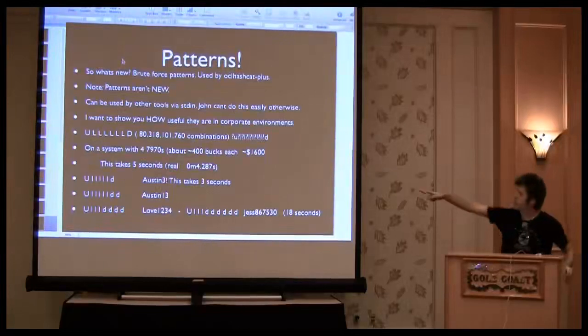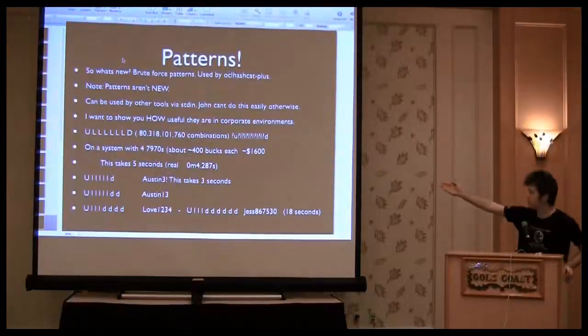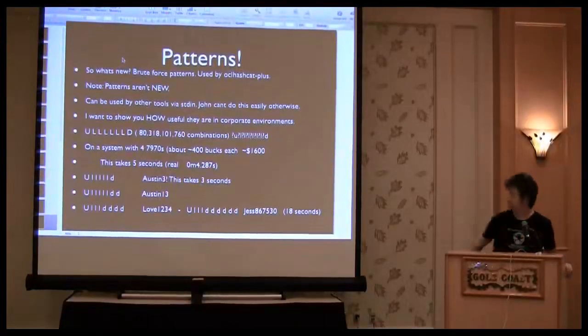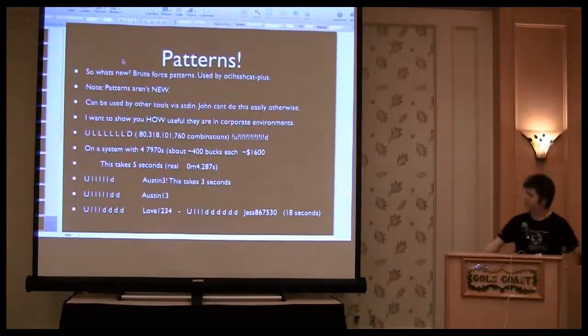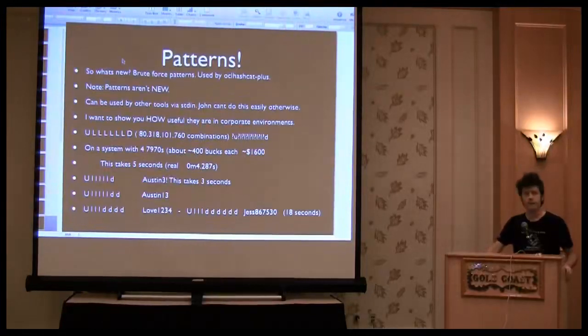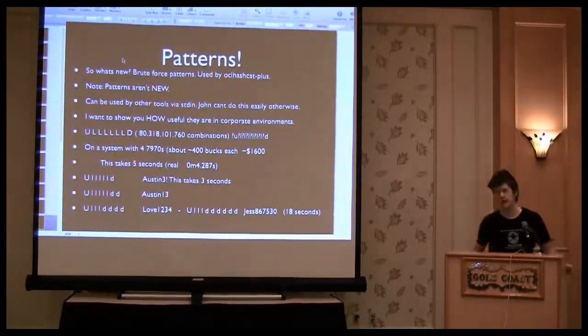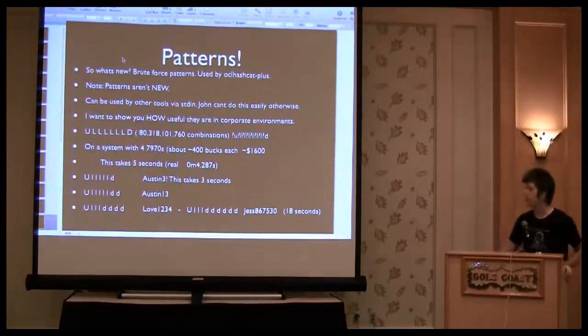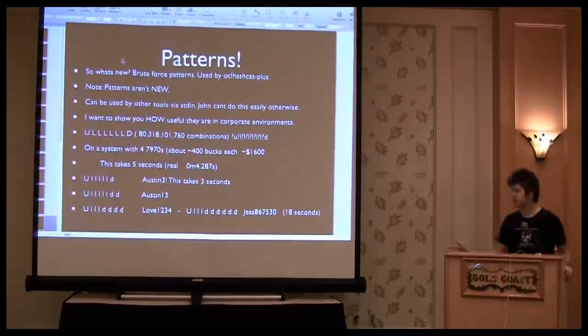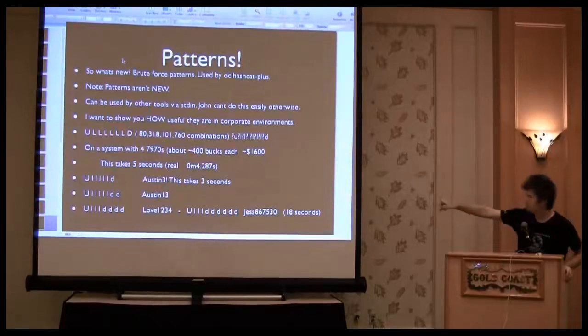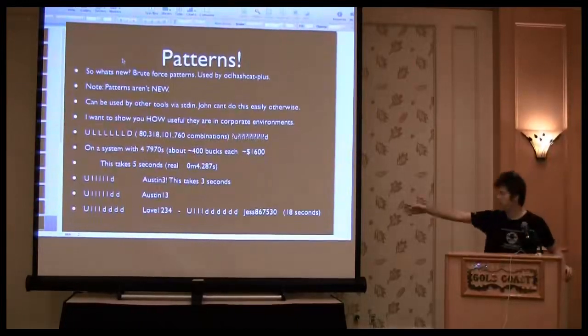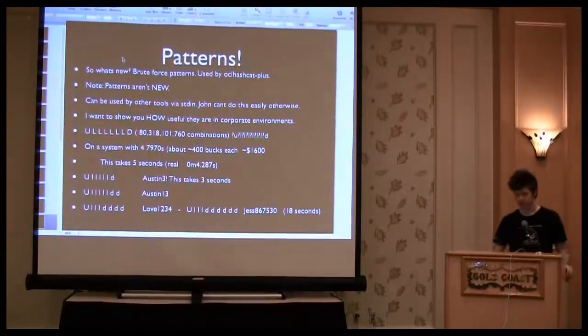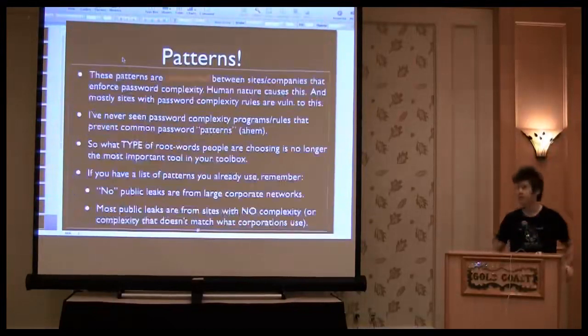Obviously, the best example is upper, lower, digit, and that's it in Hashcat format. On a system with 4 7970s, which costs about $1,600 to $2,000, it takes 5 seconds. As opposed to doing an 8-character brute force, you can start with that one pattern in 5 seconds and crack things. These are just basic examples. We all know this: upper, lower, digit cracks things like Austin13!. Big whoop, this is not a tutorial.